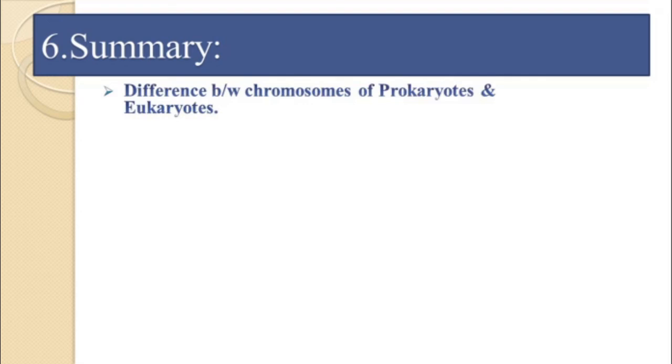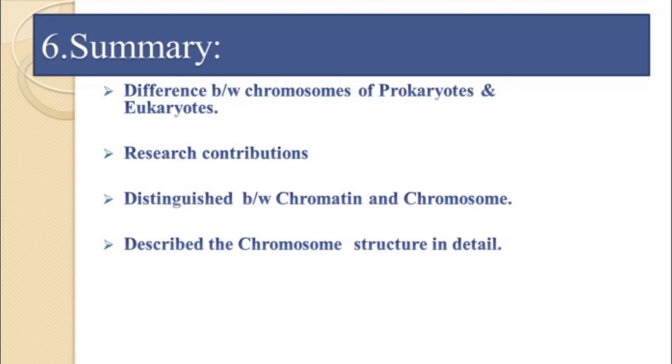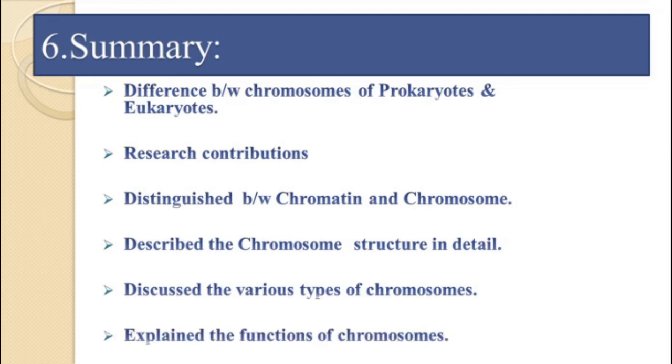Now we would like to conclude the entire talk. Till now we have discussed about the differences between chromosomes of prokaryotes and eukaryotes in our first slide. Then research contribution as a part of history, and we discussed about chromatin and chromosome, and we distinguished the structures, and we described about the structure of chromosome in detail. We discussed different types of classification of chromosome, and we explained the functions of chromosomes.